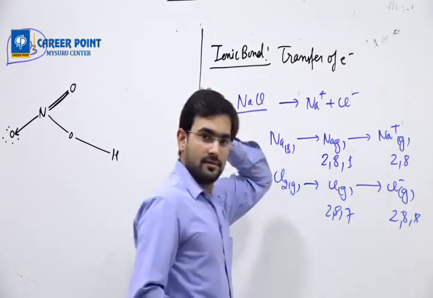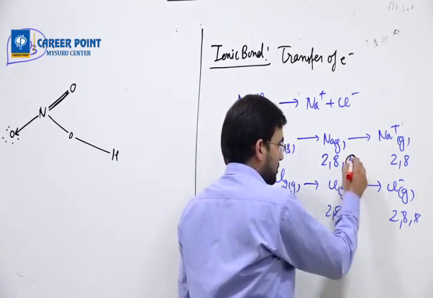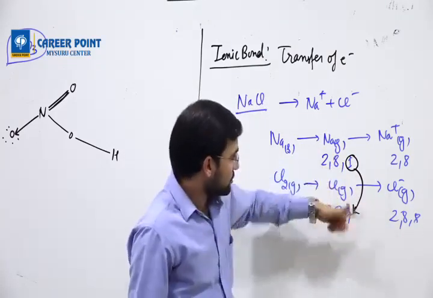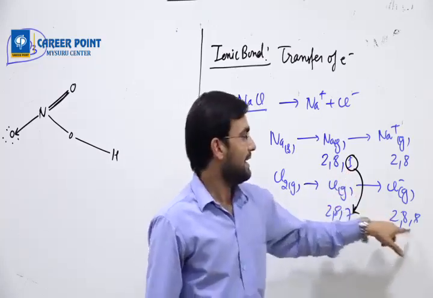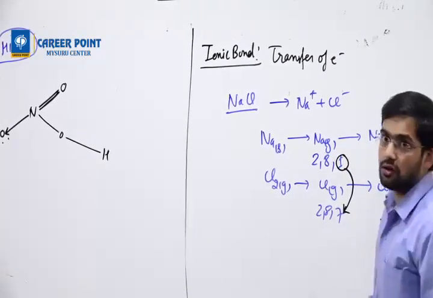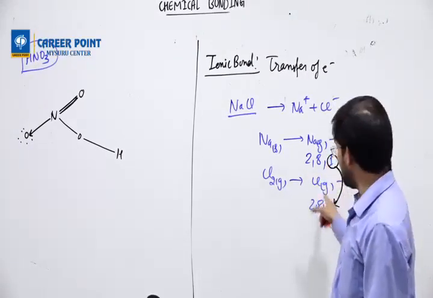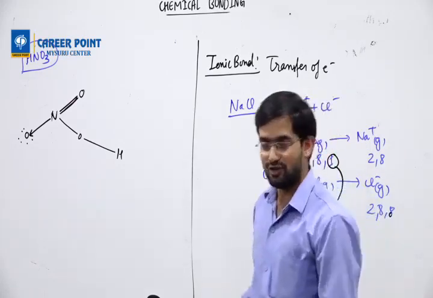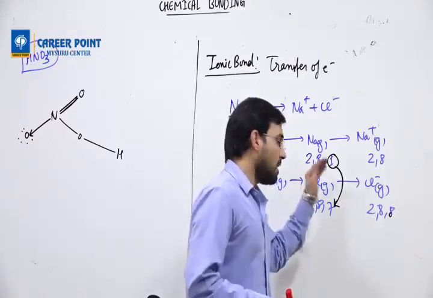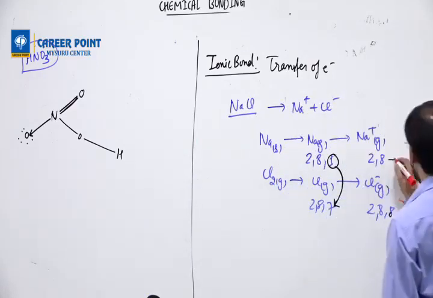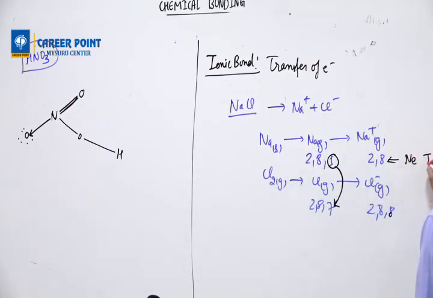So the answer is this one electron has been transferred to the 7. So this becomes 2, 8 and 2, 8, 8. Why do you transfer? You are not going to tell this electron to go from here, come here, and if you tell them also, they are not going to listen to you. It happens automatically. Then what is the driving force? This reaches the neon inert gas configuration.